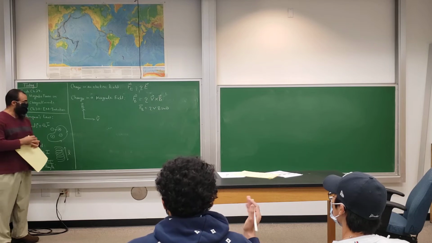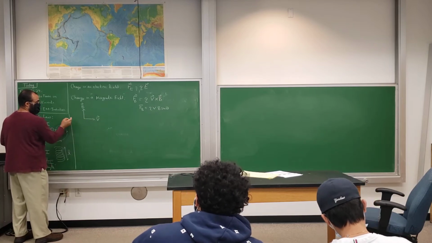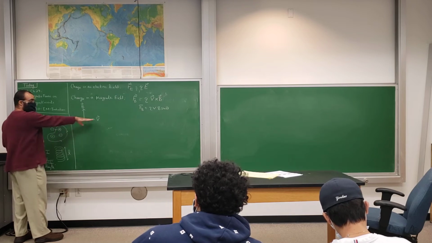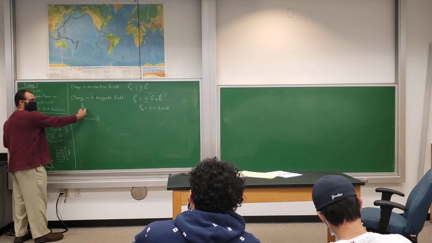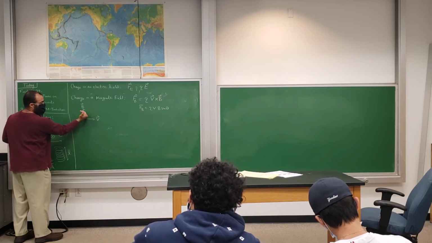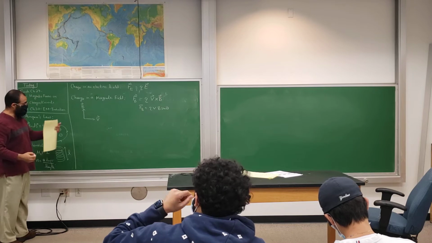Out. Towards you, yes. So curl your fingers from V to B. So orient your fingers with V. There are many ways to orient your fingers with V, but to curl them, if I orient them this way and curl them, they're not towards B. So I need to orient this way in order to curl them towards B. My thumb would be pointing this way, and that's the direction of the force. So it will be out of the board.